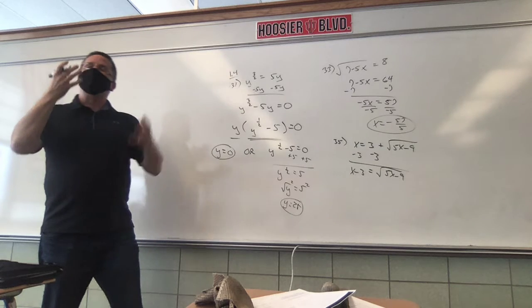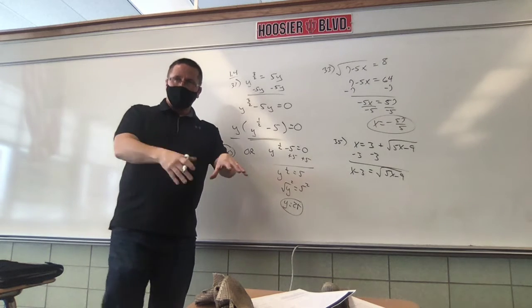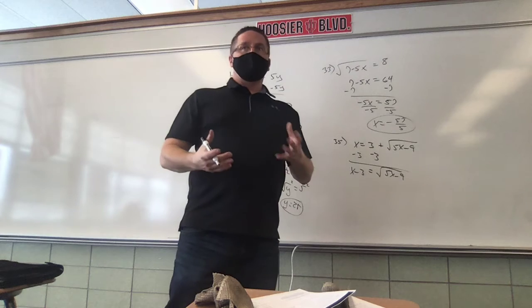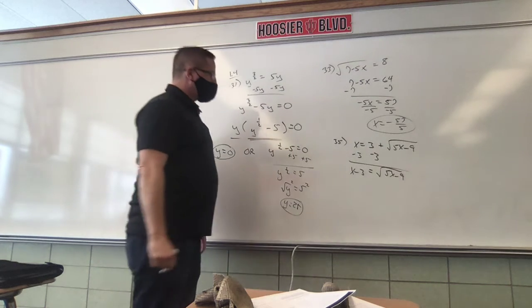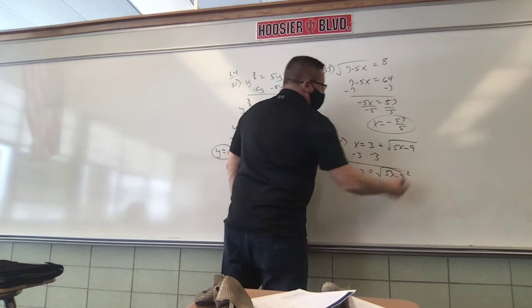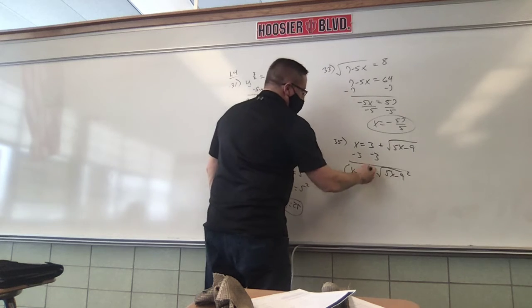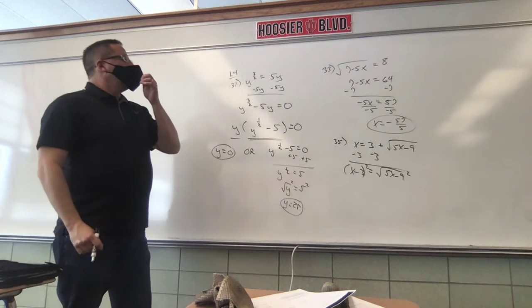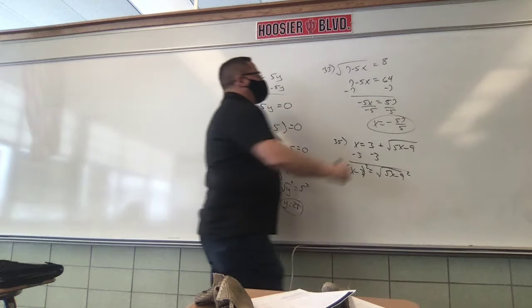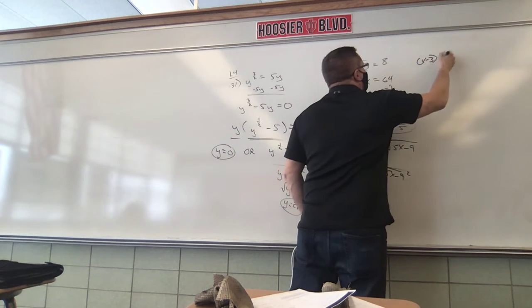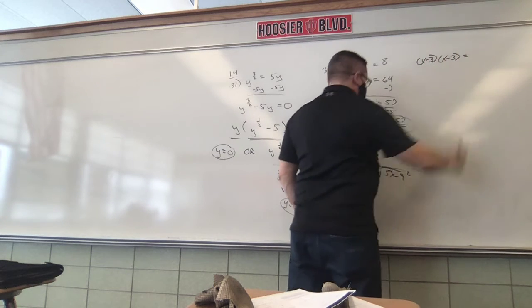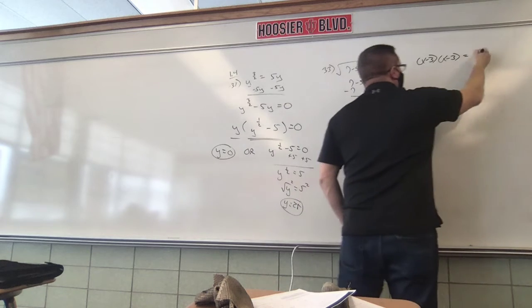You've got to. Just like when you have x on the bottom, remember earlier in this worksheet, you got to plug in your answers to make sure they work. Sometimes you might get no solution. So let's square both sides. Square this and square all of this. Okay? So x minus 3 squared means x minus 3 times x minus 3 equals, these cancel, 5x minus 9.